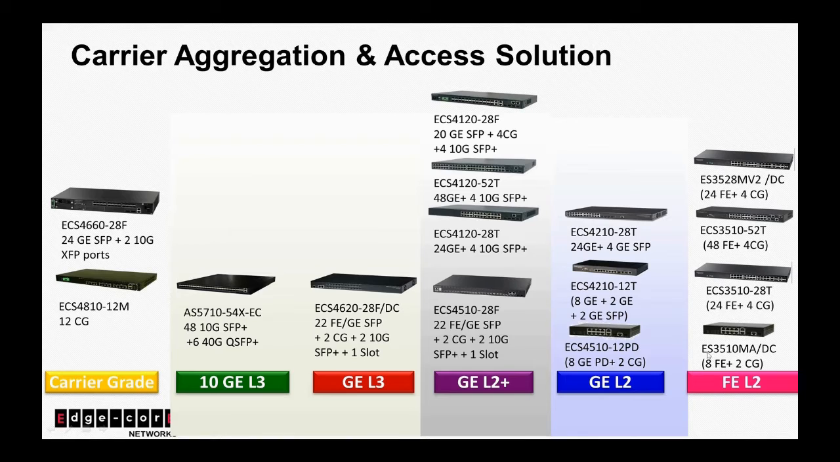For example, ES3510MA means the 8 Fast Ethernet with 2 combo gig. And ECS351028T means 24 Fast Ethernet and 4 combo gig.